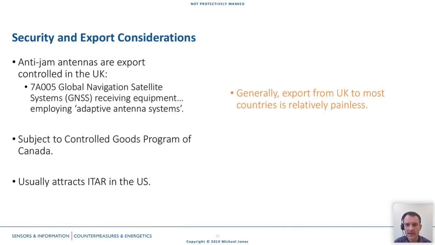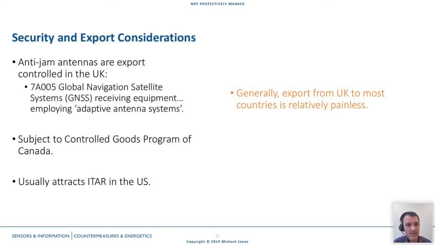Okay, the last thing I'm going to talk about is a question I get asked quite a lot, which is, can I have one of these anti-jam antennas? You know, are they export controlled? Are they classified? So here's the answer. So yes, anti-jam antennas are export controlled. So in the UK, they sit on something called the dual use list, which means they're essentially for military use, but also for civilian use as well. So they are export controlled.